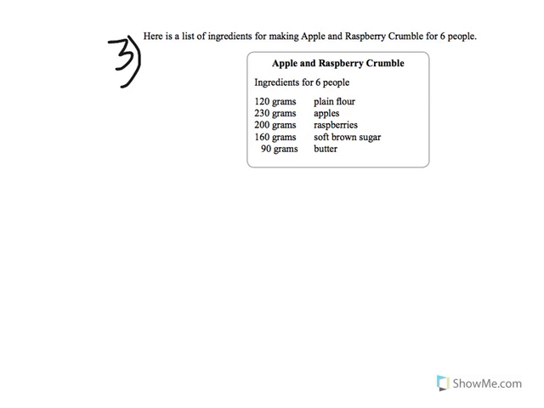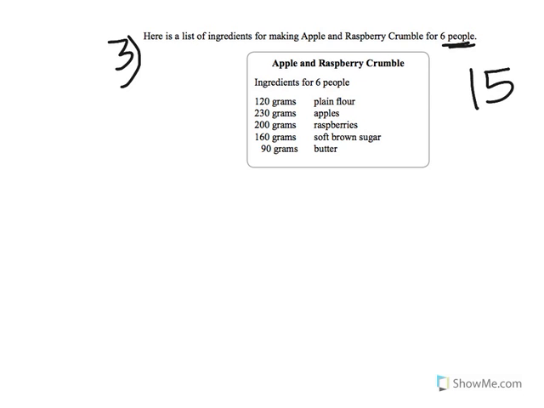Question 3 is pretty simple. There's a list of ingredients for making apple and raspberry crumble for 6 people. Alright? And this person wants to make apple and raspberry crumble for 15 people. And she wants to know how many apples and how many raspberries she'll need. So first of all, this is a question about ratios.